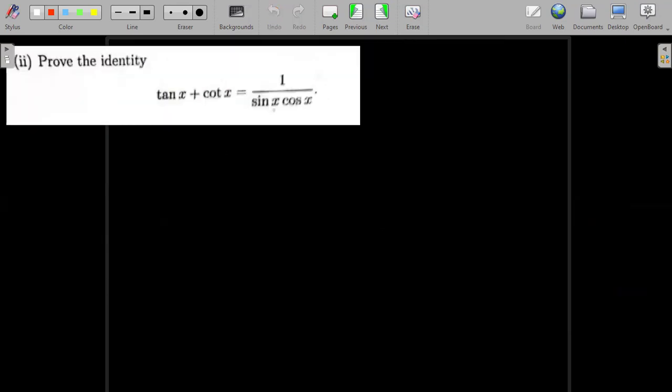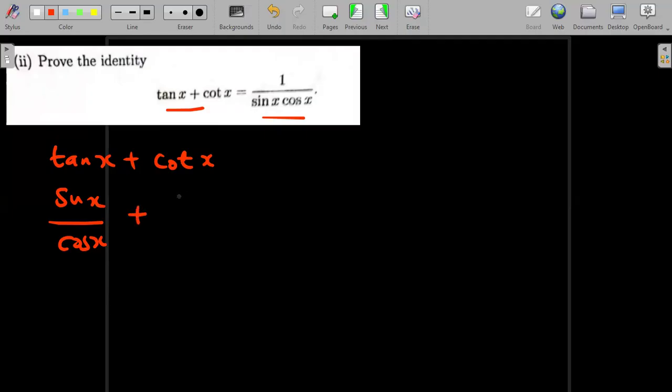Okay, so the next one is here. We are told to prove the identity. So we must prove that this part is equal to the other one. So we start with the left-hand side, and we show that the left-hand side is equal to the right-hand side. So you have tan x plus cot x. So we can write this as sin x over cos x, because I know sin divided by cos, I get tan x. Then the other side, I can write cos x over sin x. From this point, when I divide this, I get cot x.